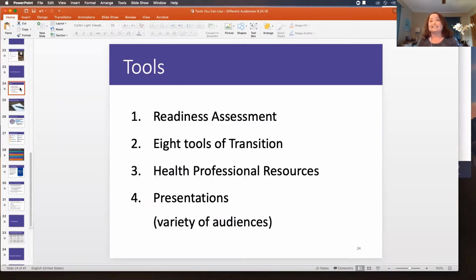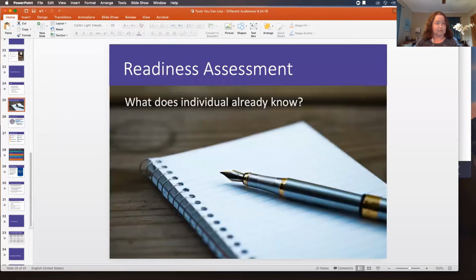We have a readiness assessment. The readiness assessment is a tool, and I'll just list them. Here we go. Readiness assessment, the 8 tools of transition. We have healthcare professional resources, and then presentations with a variety of audiences in mind. So let's jump into that first one, the readiness assessment.